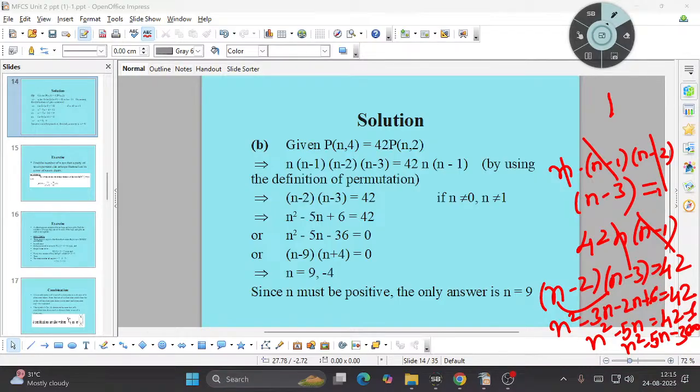Do it till here. Finished? Next one is this one here. n square minus 5n minus 36 equal to 0. n minus 9 into n plus 4. So n is equal to 9 comma minus 4. Because you are going to take a positive number, n is equal to 9. Clear?